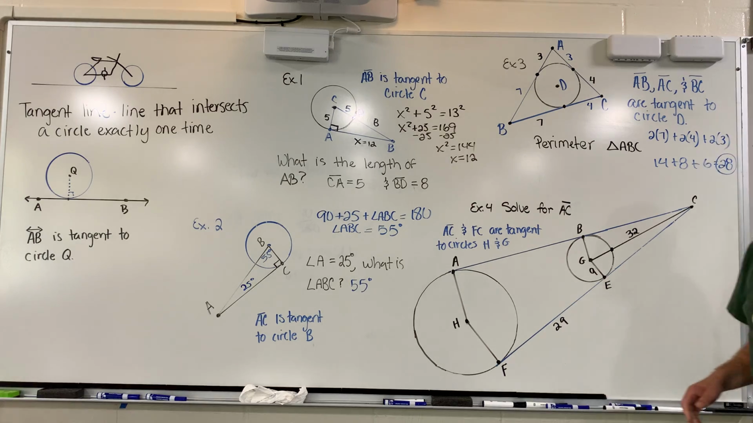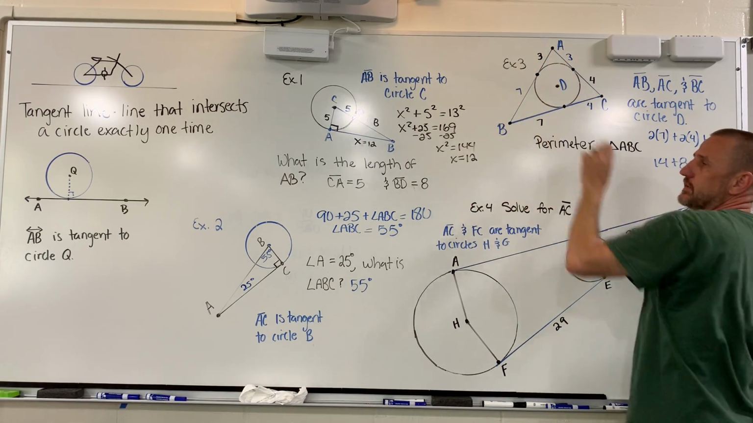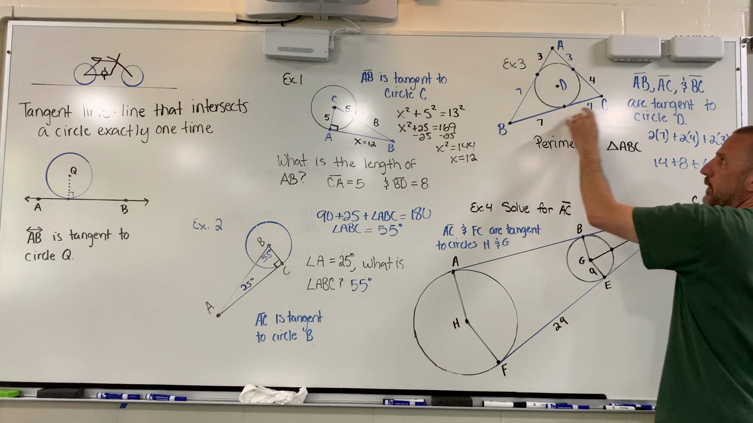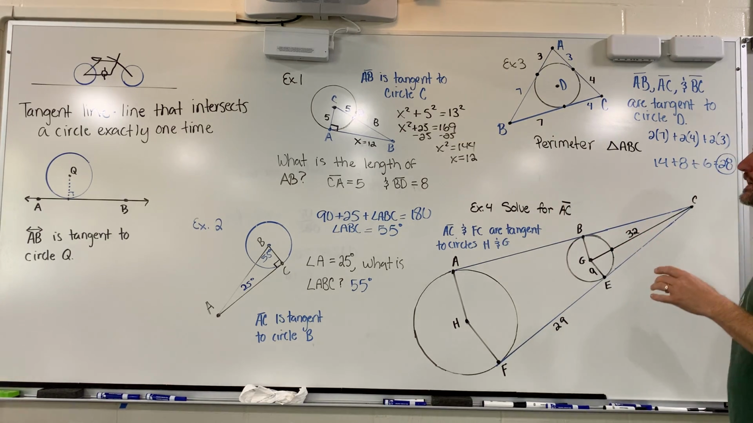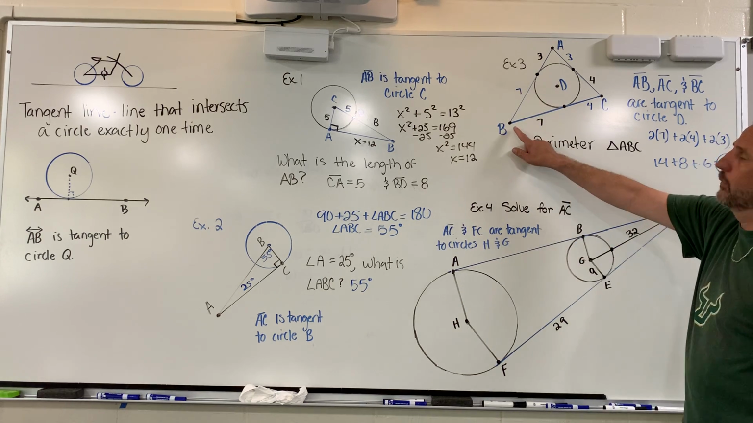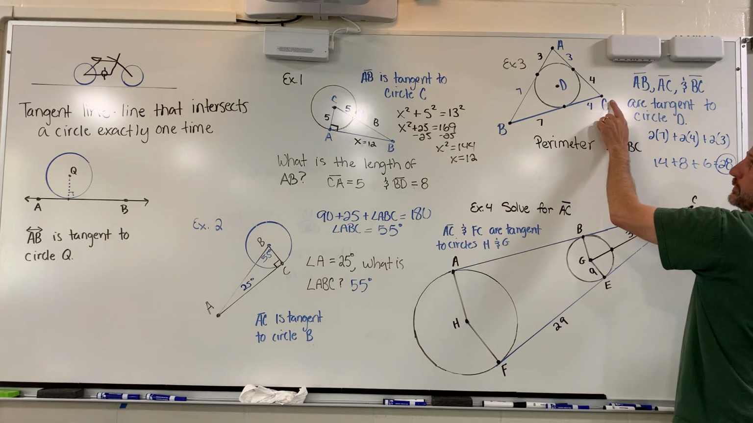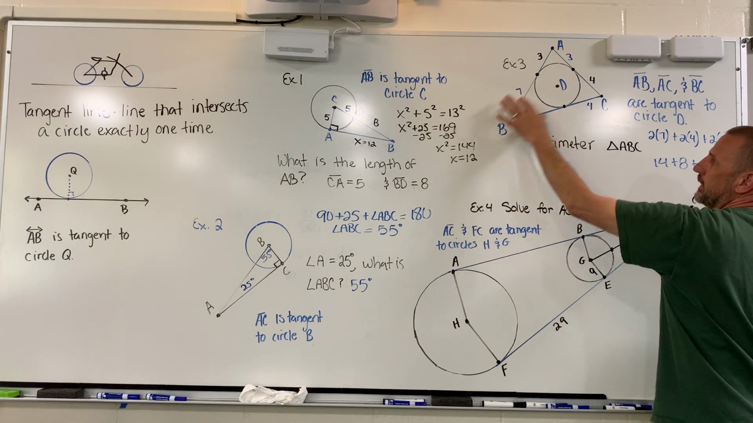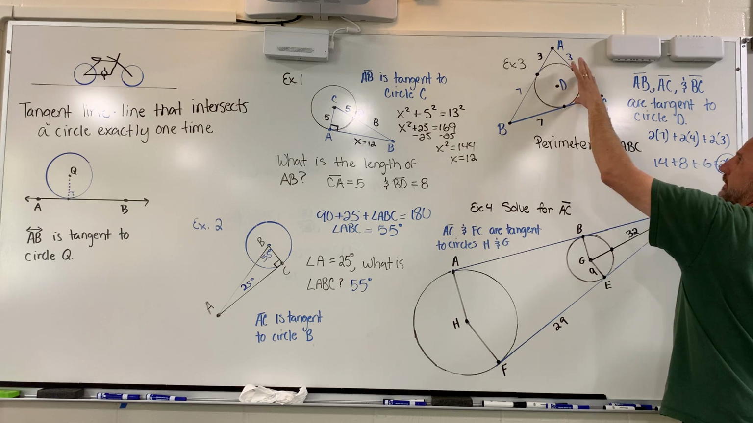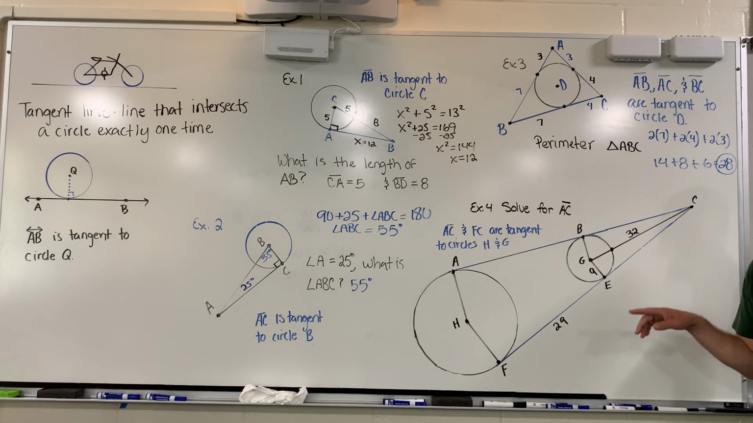So again, the rule was, because this line and this line are tangent to the same circle, those two segments have to be the same in length. Therefore, this one and this one have to be the same distance away from B. All right, and the same thing goes with this one and this one. So these two are congruent, these two are congruent, and these two are congruent because they're both tangent to the same circle.